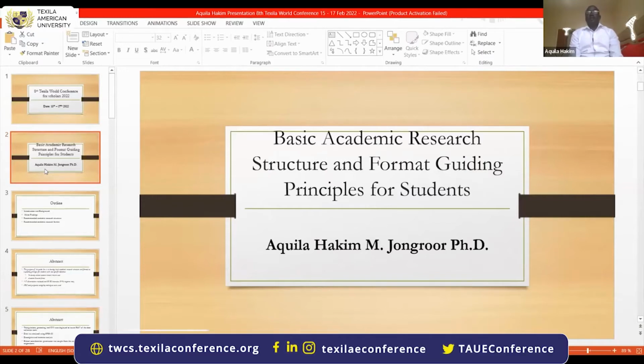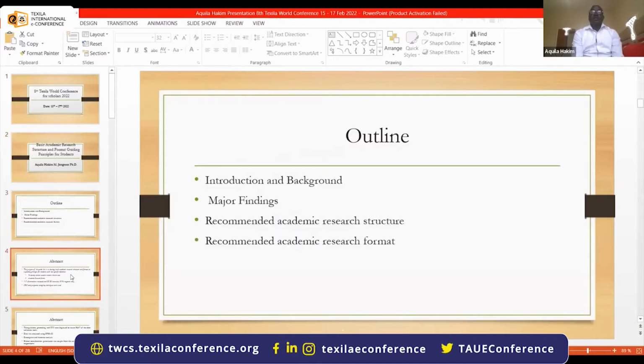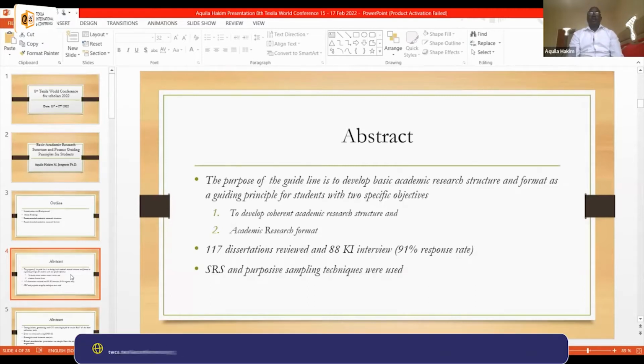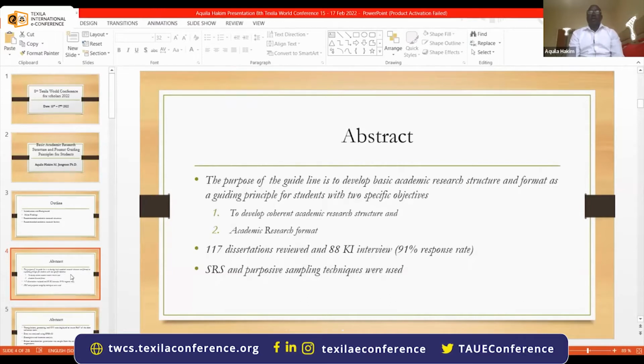I'm going to present on the topic, the basic academic research structure and format as a guiding principle for students. This is the abstract of this research. The purpose of the guideline is to develop the basic academic research structure and format as a guiding principle for students, with two specific objectives: to develop a coherent academic research structure and academic research format.